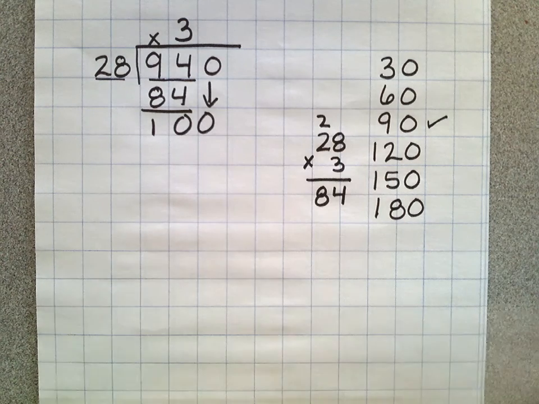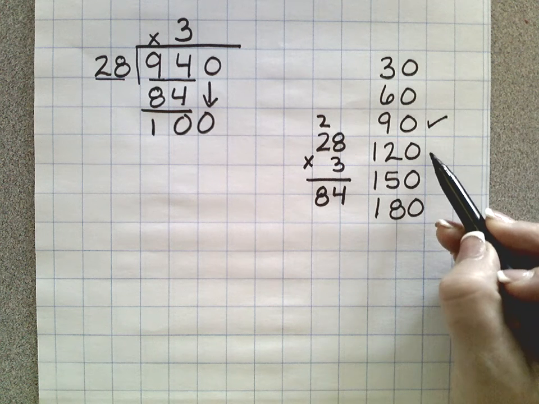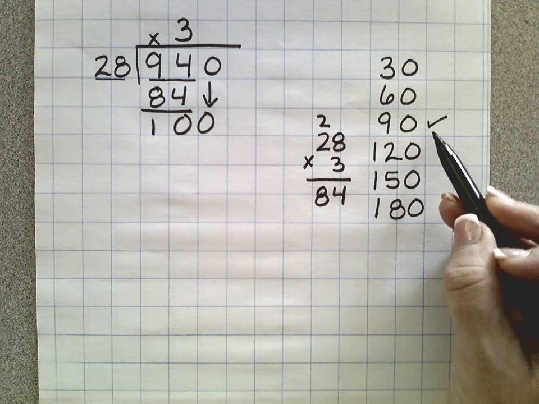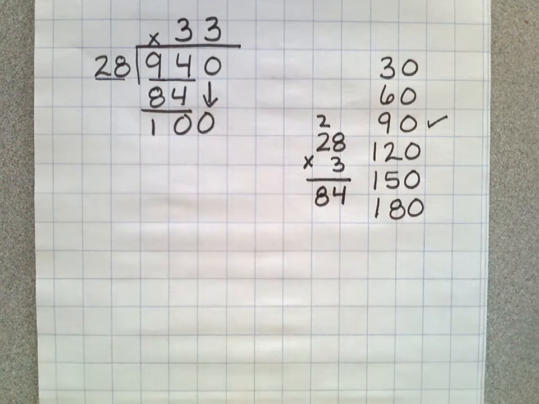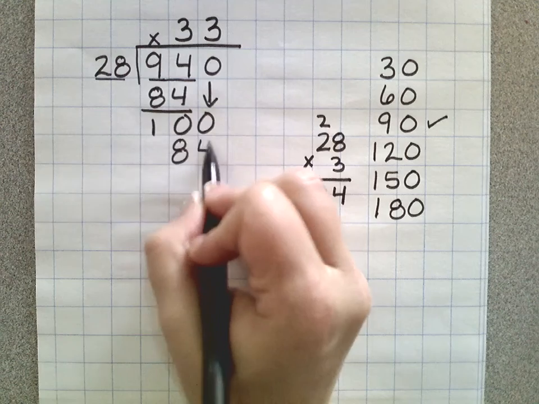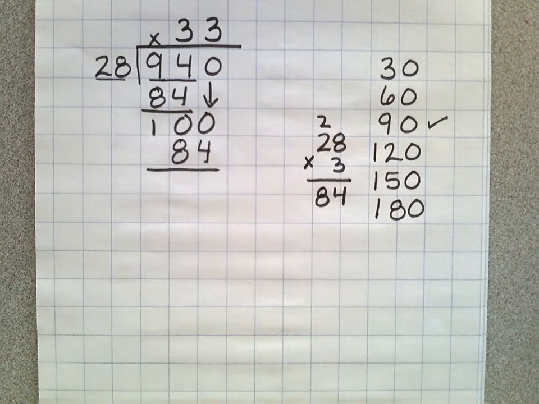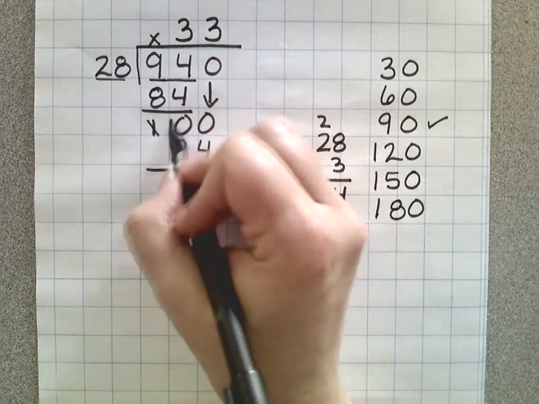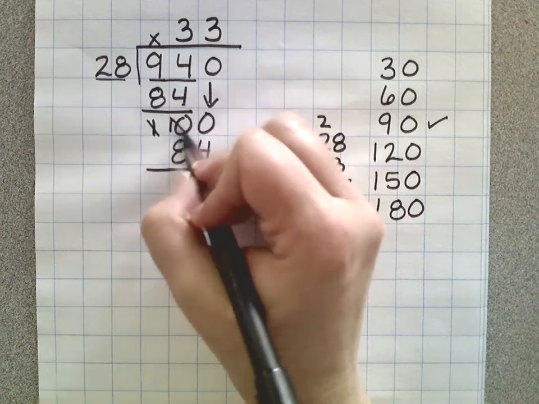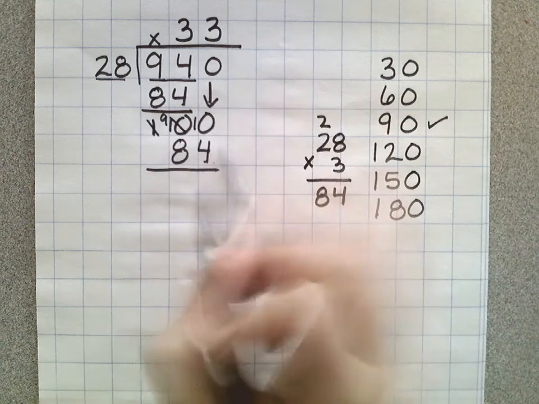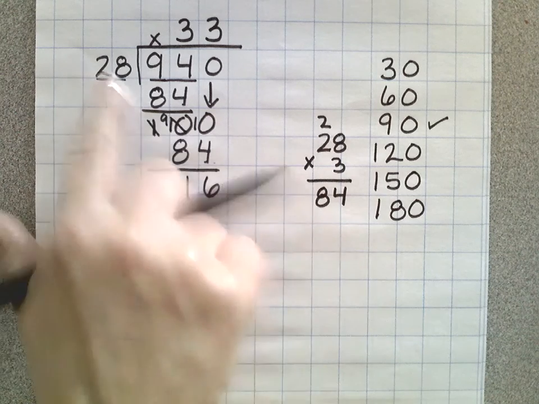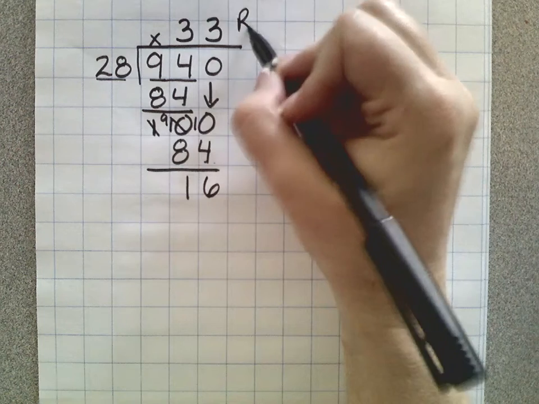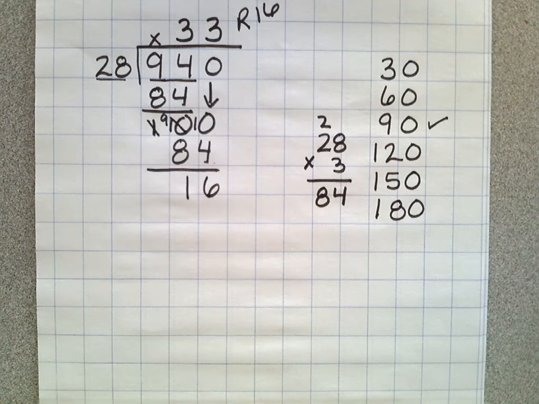100. Well, I'm noticing again, guess what? 120? Nope, too big. I'm going to try 3, which I already did that math, so it works out. 3 goes up. 84 goes down. I got to subtract. Can't do it, can't do it. This becomes a 10. Now this becomes a 9, and this becomes a 10. 10 minus 4 is 6. 16 is my remainder. My remainder is less than 28. No other numbers to bring down. So 33, remainder 16.